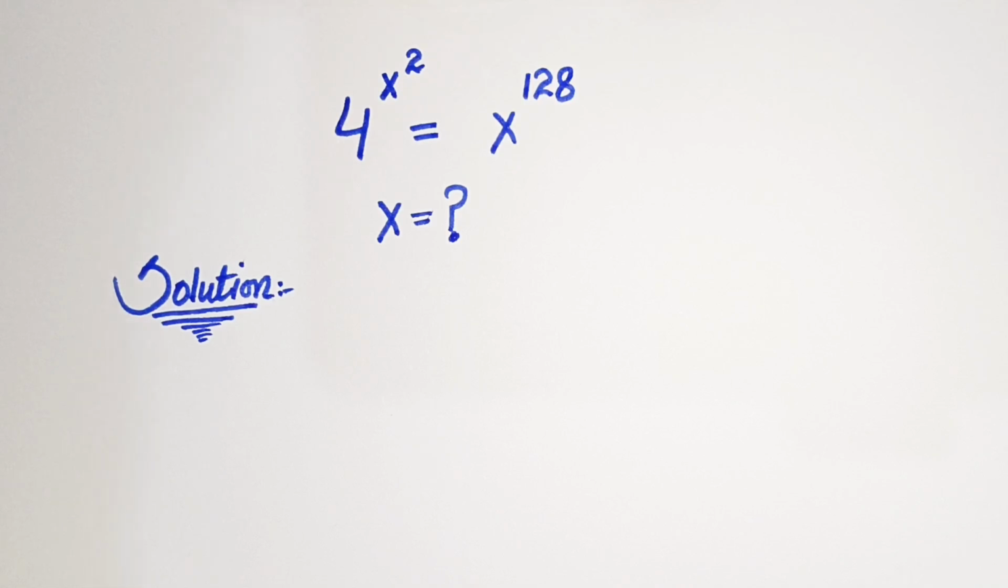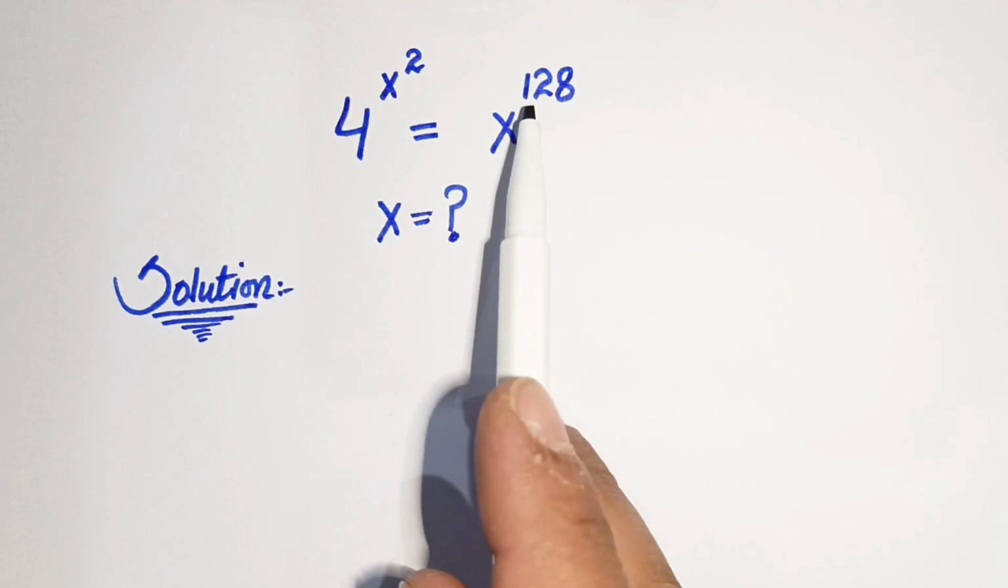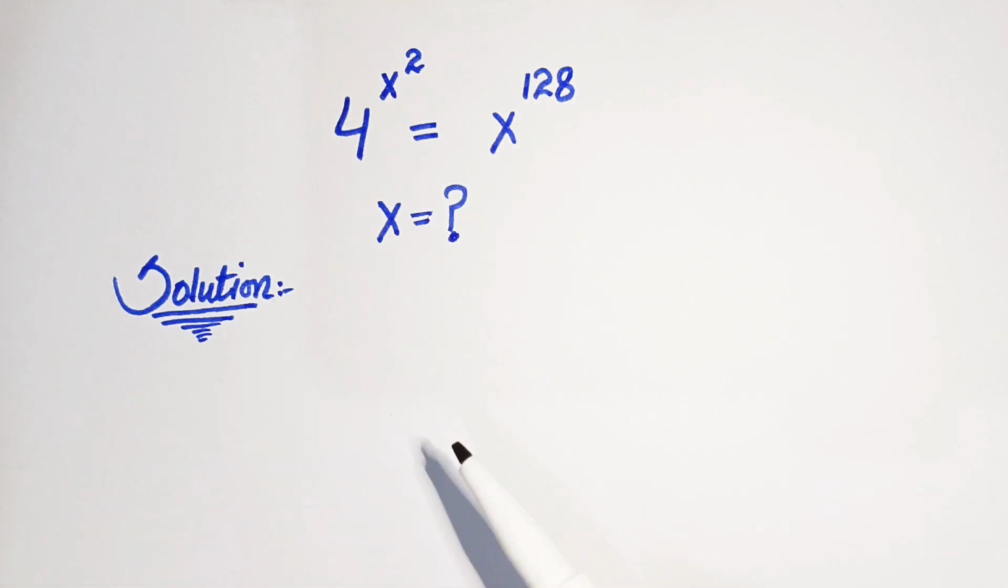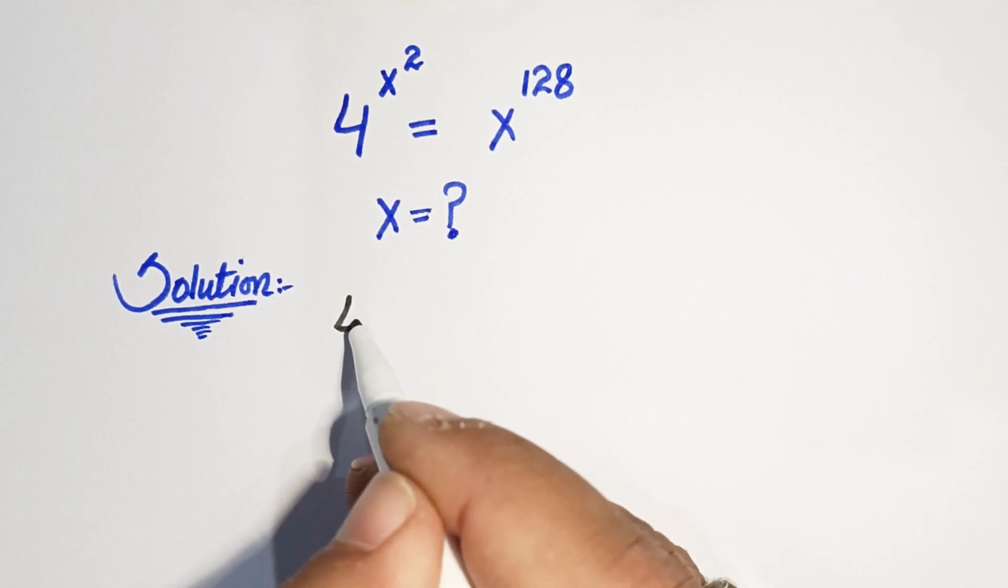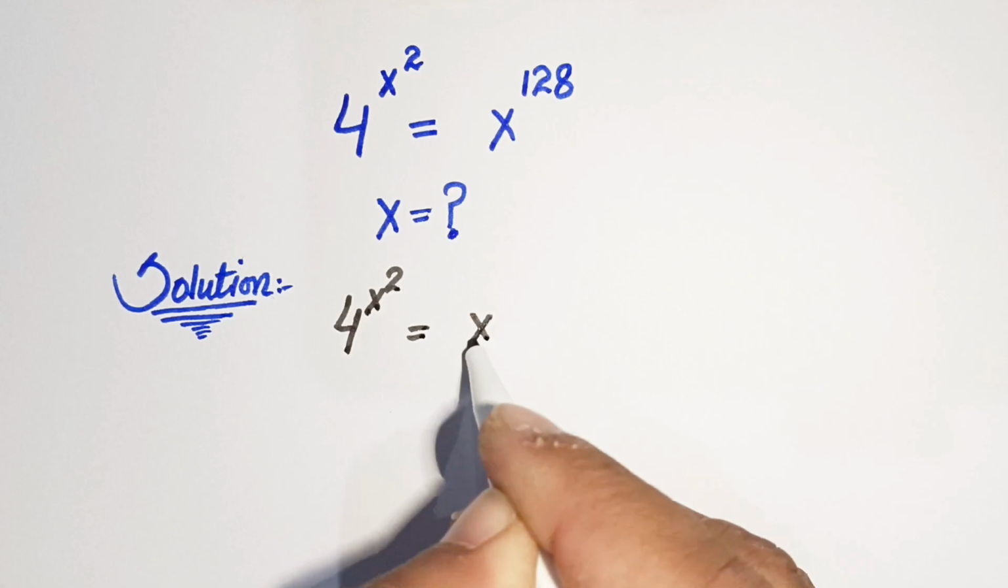Today we have a nice Olympiad question, that is 4 to the power x squared is equal to x to the power 128. So now we need to find the value of x here. So first of all, we are going to write our first step here, that 4 to the power x squared is equal to x to the power.